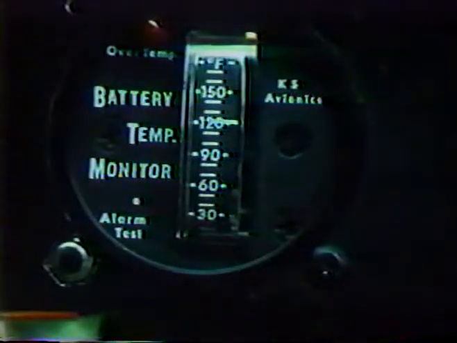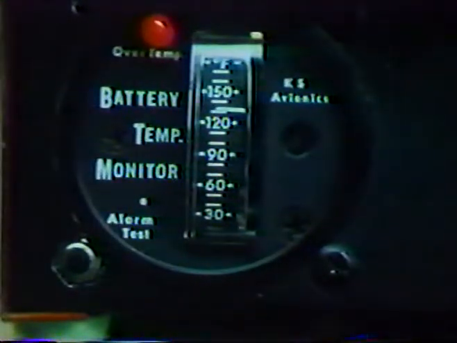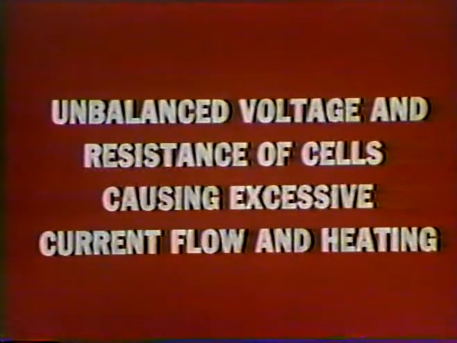To help prevent thermal runaway, sensing devices which monitor either temperature, current, or voltage may be installed. These devices warn the pilot of an impending problem, so he may take proper action to prevent thermal runaway. Question: what causes thermal runaway? Unbalanced voltage and resistance of the cells causing excessive current flow and heating.